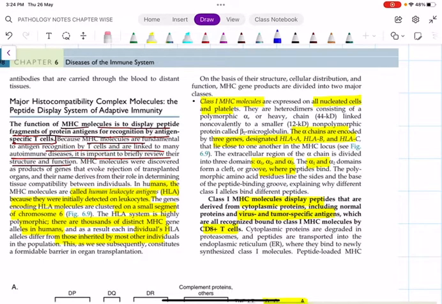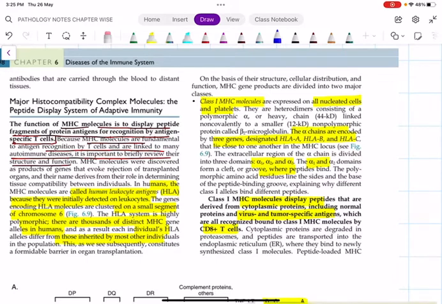As far as the class 1 MHC molecule is concerned, what are the important points? Number 1, the location. Class 1 MHC molecules are expressed on all nucleated cells and platelets. It is a polymorphic heterodimer. Heterodimer means it has two different types of chains. One is the alpha chain, with alpha 1, alpha 2 and alpha 3, and the second, different chain is called beta 2 microglobulin. That is why it is called a heterodimer.